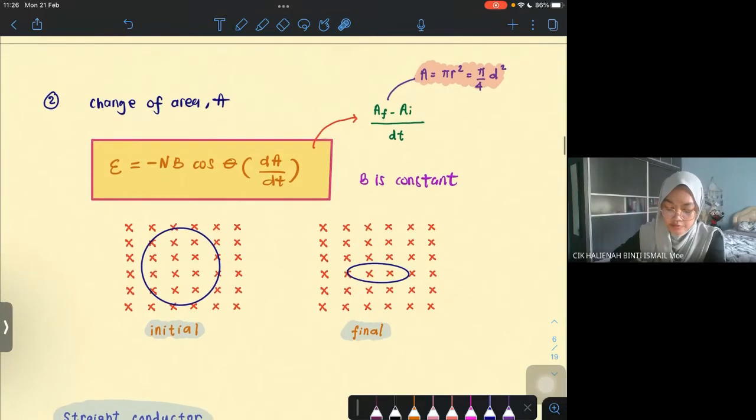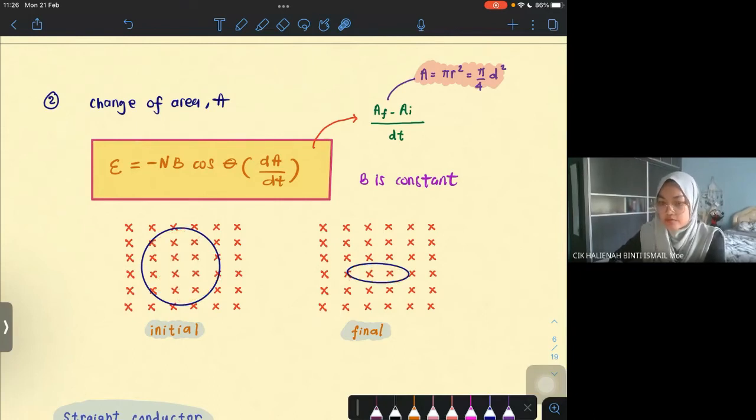So how can we notice the change of area here? The magnetic field is constant. As you can see here, the magnetic field is still the same. But now the area from this one to this one, the area is now smaller.